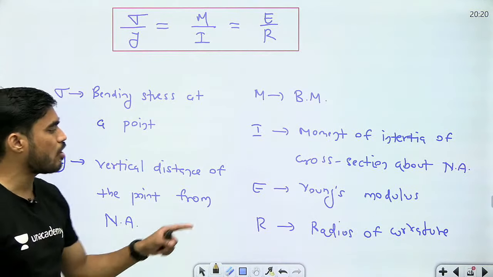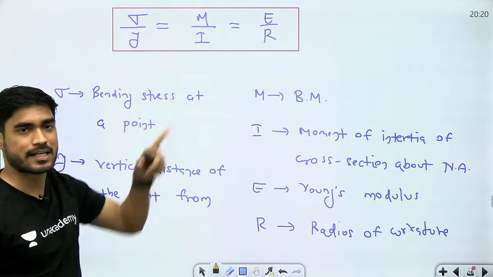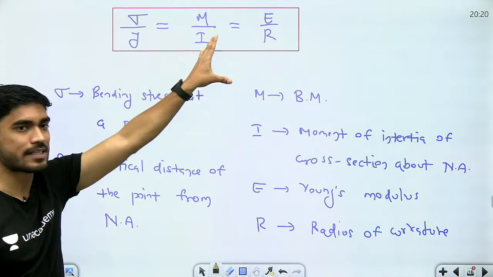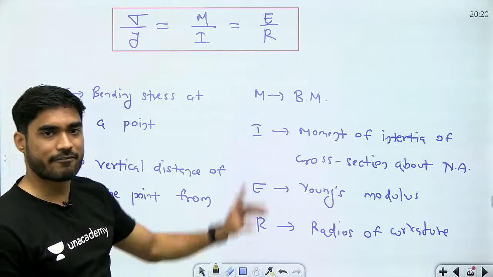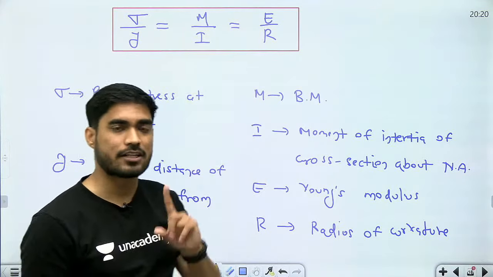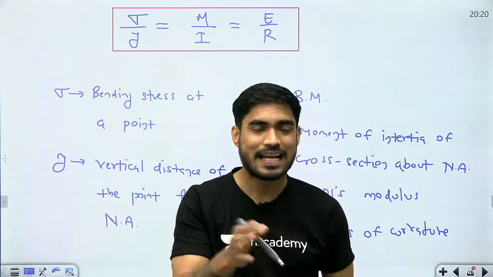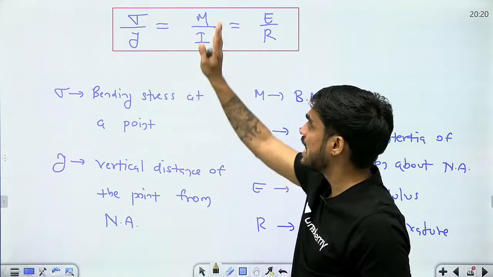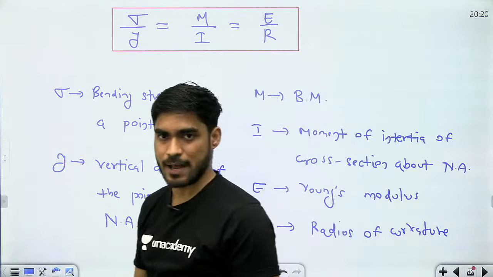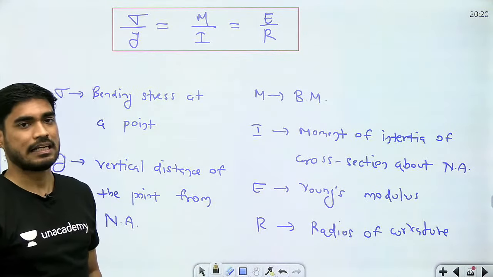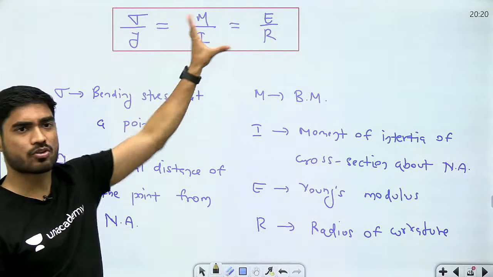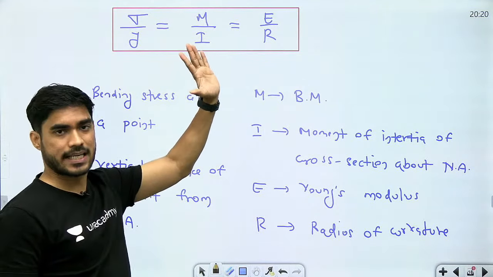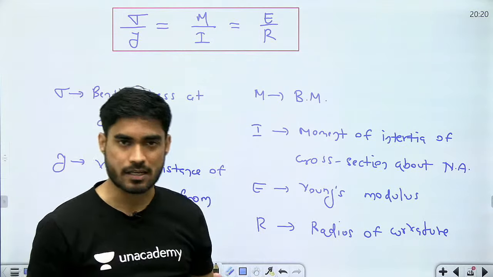So beta, the meaning of all these parameters are clear. What is sigma, what is y, what is M, what is I, what is E, what is R, right? So beta, we will use this equation to calculate the bending stress in different conditions. ठीक है, अलग अलग condition में bending stress निकालने के लिए हम ये equation use करेंगे. Now in order to use this equation, if you want to calculate bending stress using this equation, you either need the loading condition, या तो आपको लोडिंग कंडीशन पता होना चाहिए.